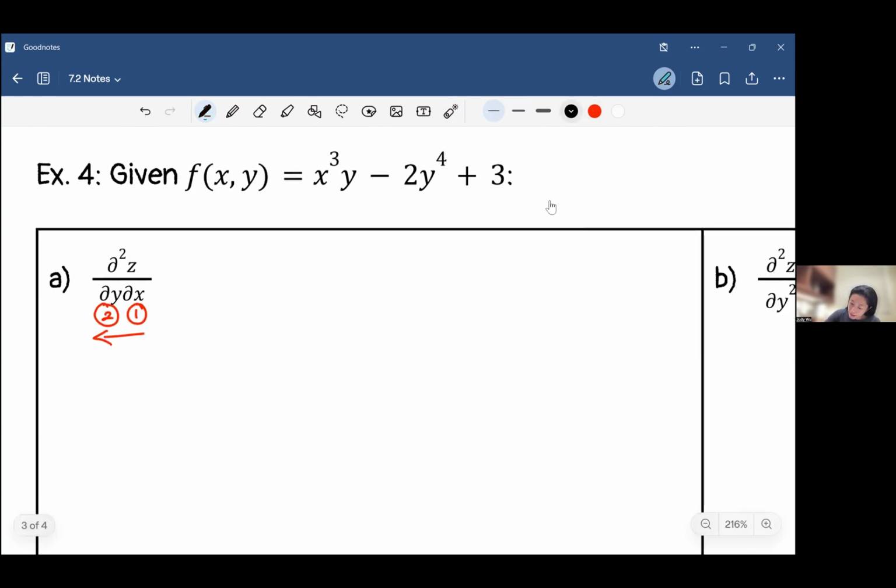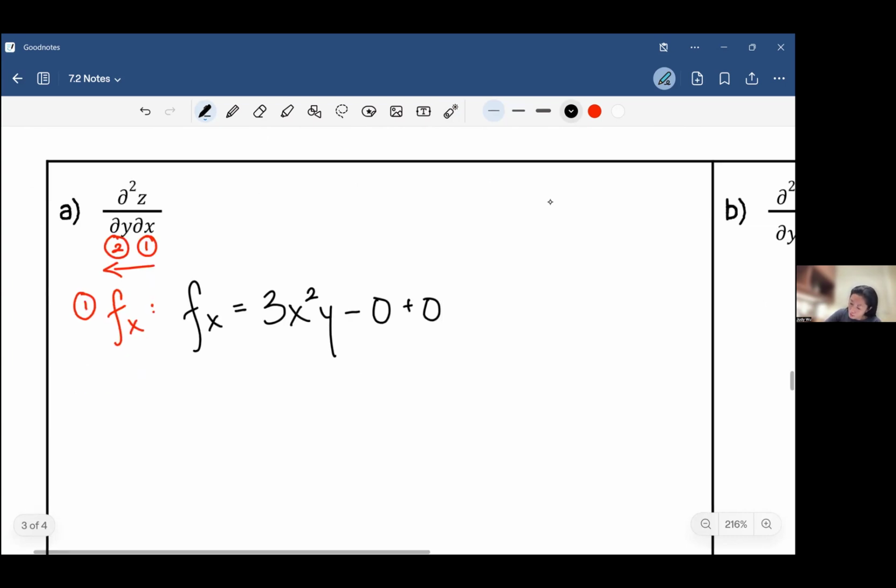Okay, so let's take this in a couple steps. Step number 1, I'm going to find my partial with respect to x. Partial x equals, x cubed y is going to be 3x squared y, because I'm treating y like a constant, minus 0, because 2y to the 4th is a constant, plus 0, because the derivative of 3 is a constant. So really what I have is fx equals 3x squared y.